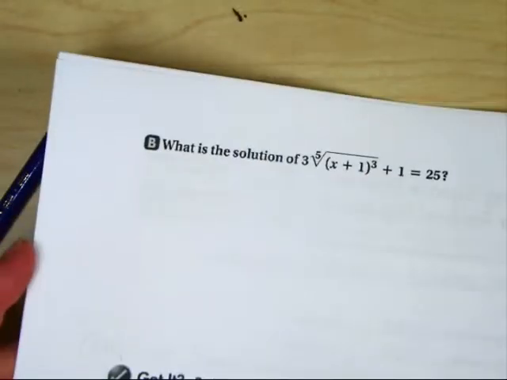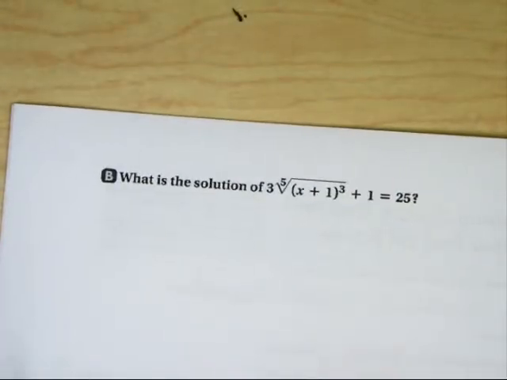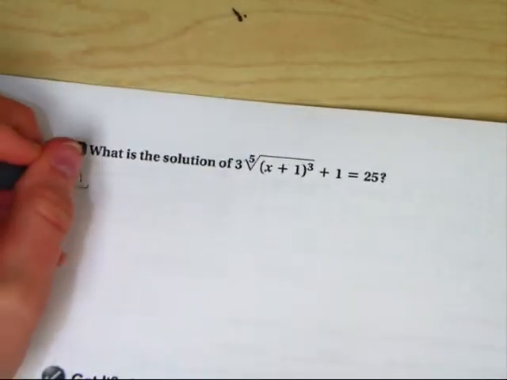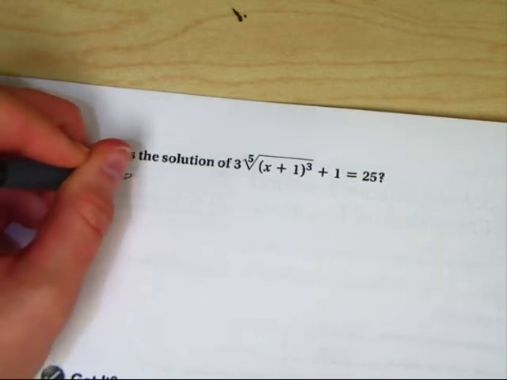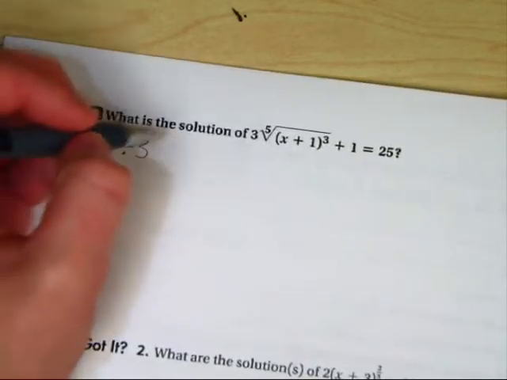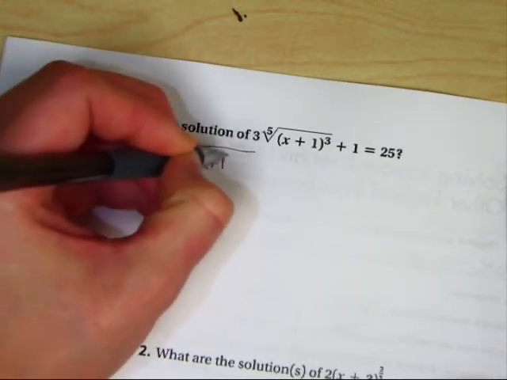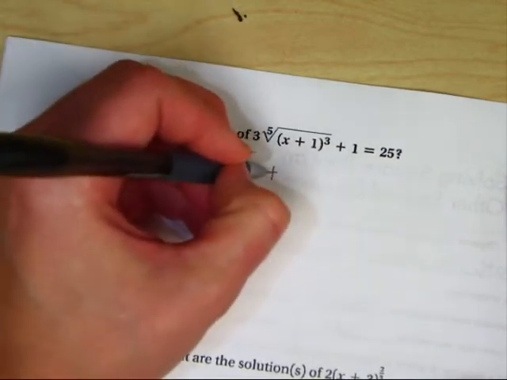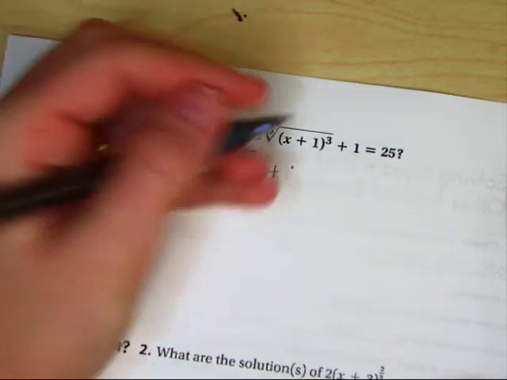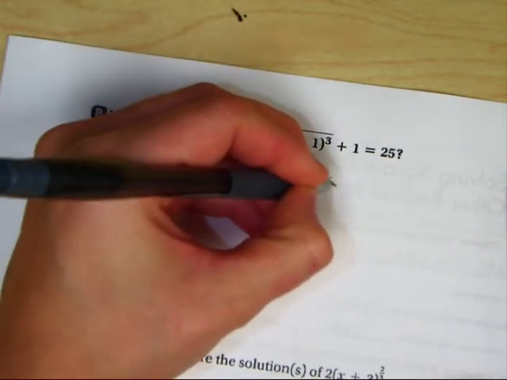On the back. This time you have the fifth root. Okay, step 1, divide by 3. So that's going to give you the fifth root of x plus 1 cubed plus 1 equals 25.